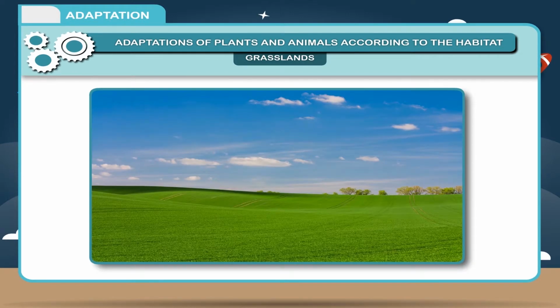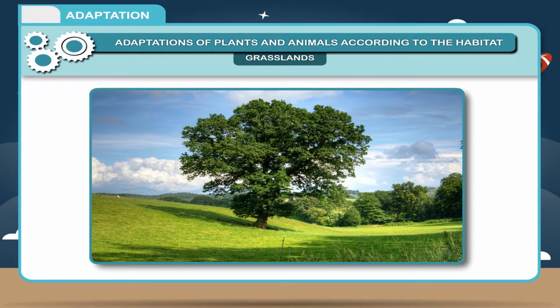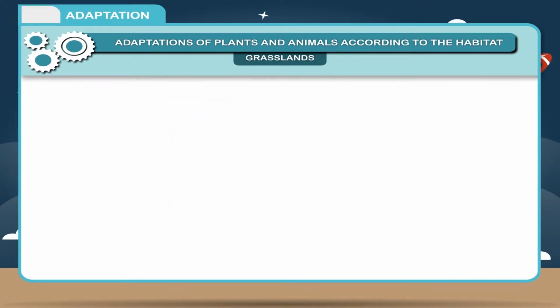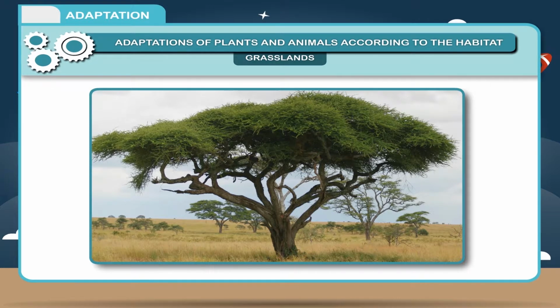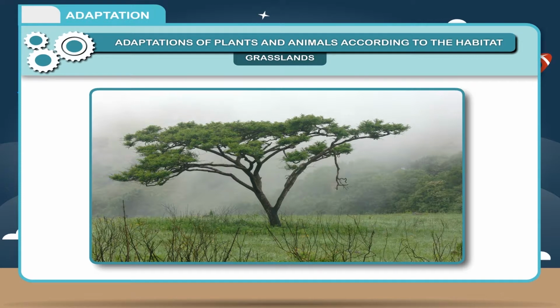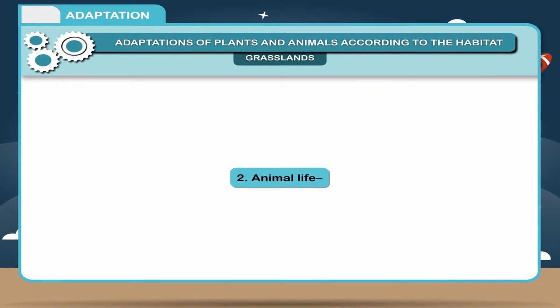1. Plant life. Some adaptations in grasses to survive in these conditions are: A. Flexible stalks so that they stand and do not break in windy conditions. B. Strong roots to anchor grass. C. Small leaves to reduce loss of water. Trees growing in grasslands like acacia are also small with small leaves and roots that go deep into the soil in search of water.